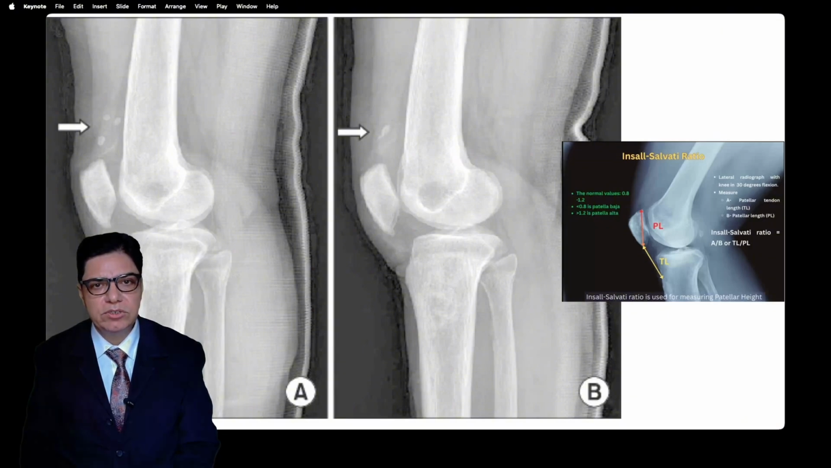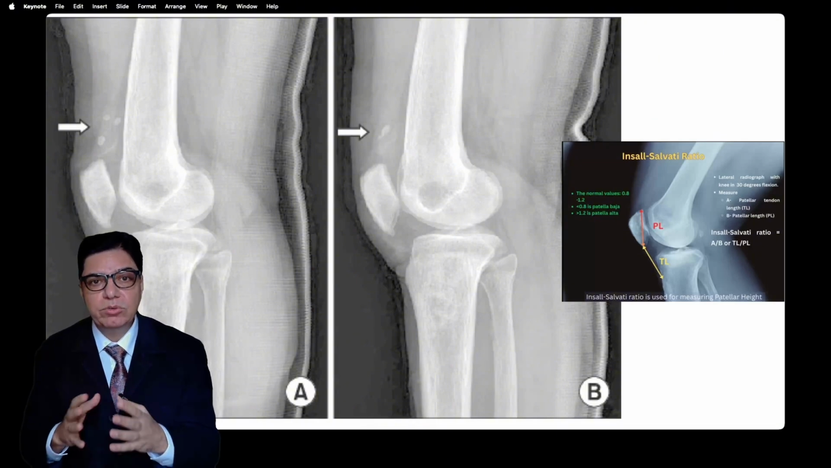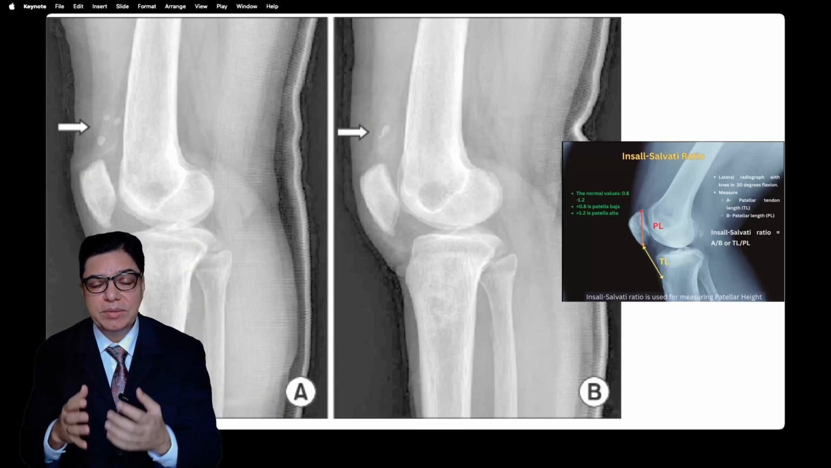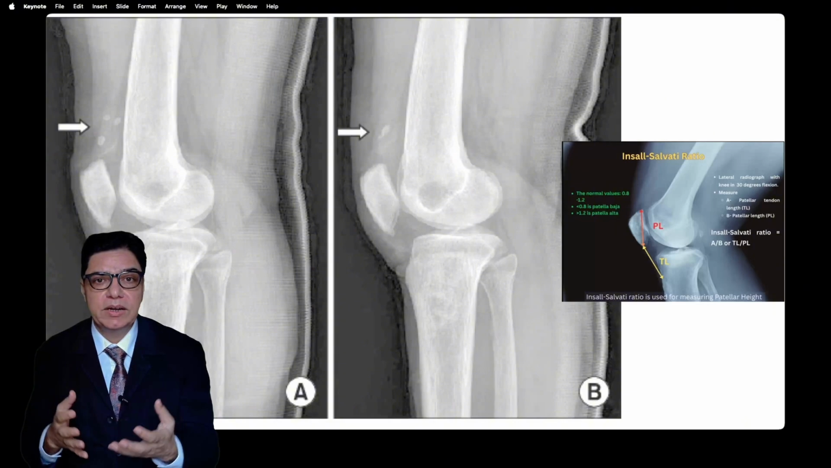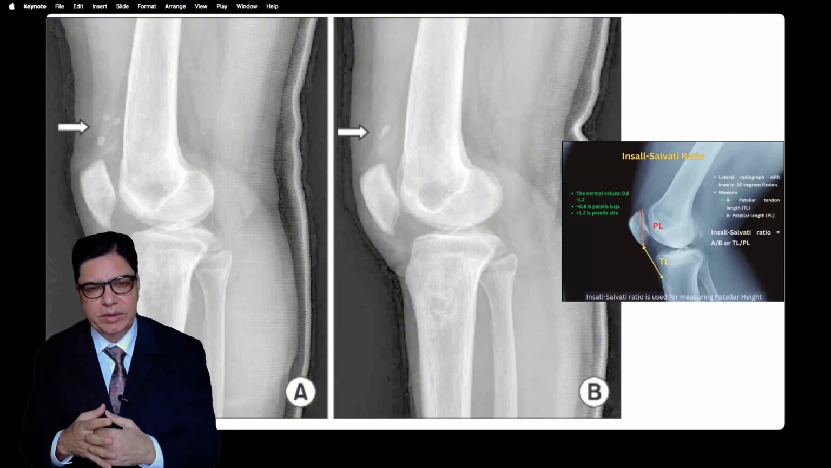If you take the length of the patella, that is the longest distance between the superior pole and the inferior pole, and you measure this distance, and then you measure the patellar tendon length, which is measured from the inferior pole of the patella to the tibial tuberosity, definitely the length of the patella is more than the length of the patellar tendon. So if you divide the patellar tendon length by the patella length, you would see that the ratio is less than 0.8. So if it is less than 0.8, it means a low riding patella, which is also known as Patella Baja.